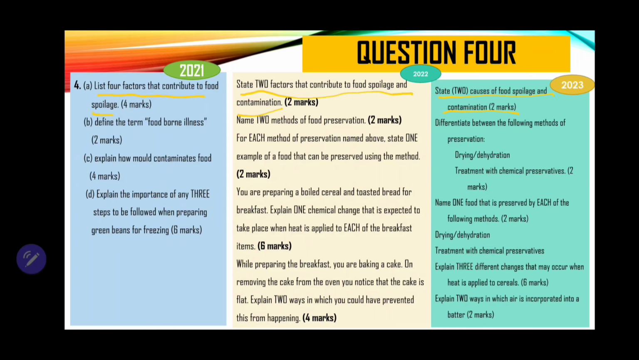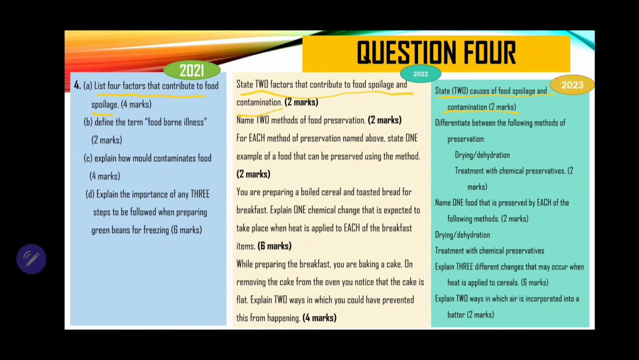Now moving on to the next part, in 2022, it says, name 2 methods of food preservation. For each method of preservation named above, state 1 example of food that can be preserved using the method. And also, you are preparing a boiled cereal and toasted bread for breakfast. Explain 1 chemical change that is expected to take place when heat is applied to each of the breakfast items. The follow-up to that says, while preparing the breakfast, you are baking a cake. On removing the cake from the oven, you notice that the cake is flat. Explain 2 ways in which you could have prevented this from happening.